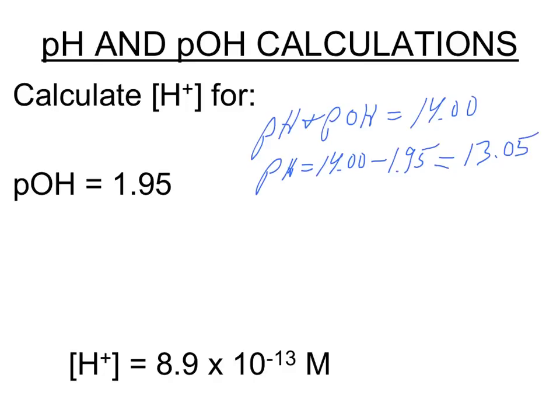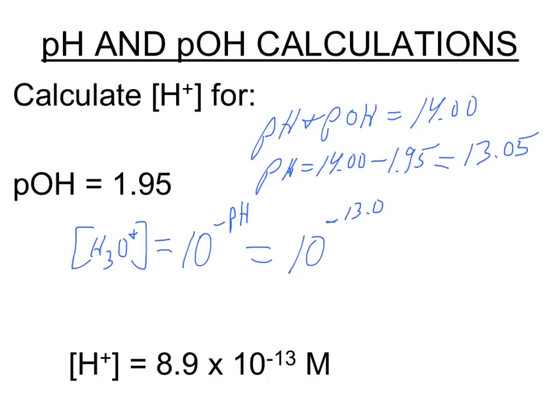And solving for the acid concentration, the H3O plus is equal to 10 to the minus pH, which equals 10 to the minus 13.05, and I get 8.9 times 10 to the minus 13. Remember, the two digits after the decimal place become our two digits before the scientific notation, and this exponent comes from our number here before the decimal place. And there you go.